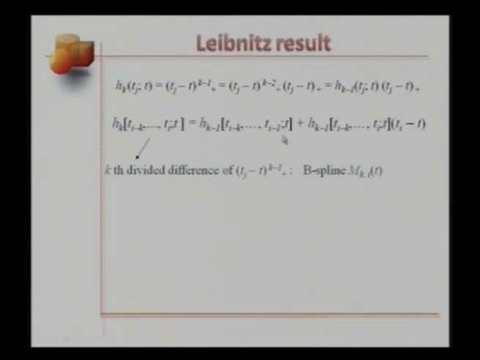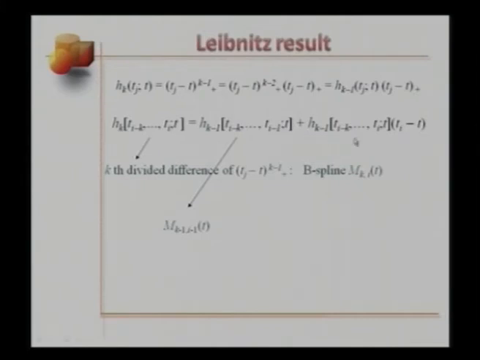How about this expression here? This is the k minus 1th divided difference of the truncated power function of order k minus 1. By a similar logic, this would be m sub k minus 1 sub i minus 1 of t. k minus 1 is the order of this basis spline, and i minus 1 is the last knot of the spline.